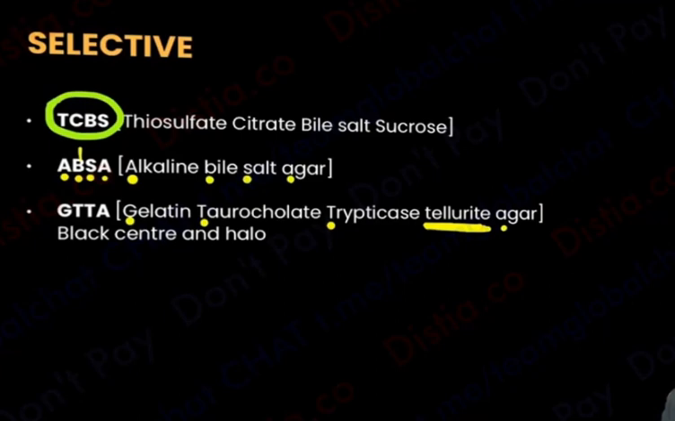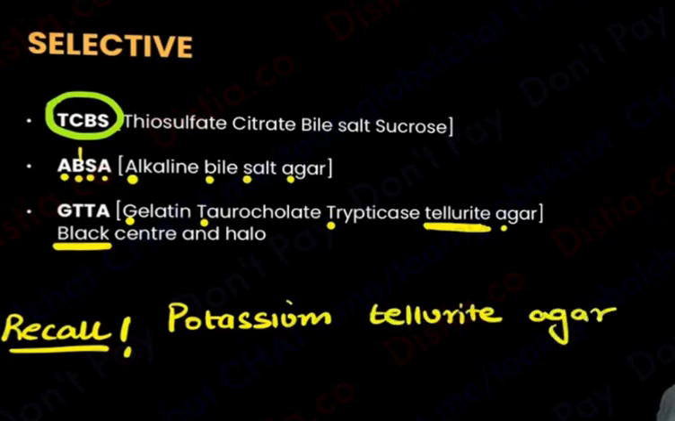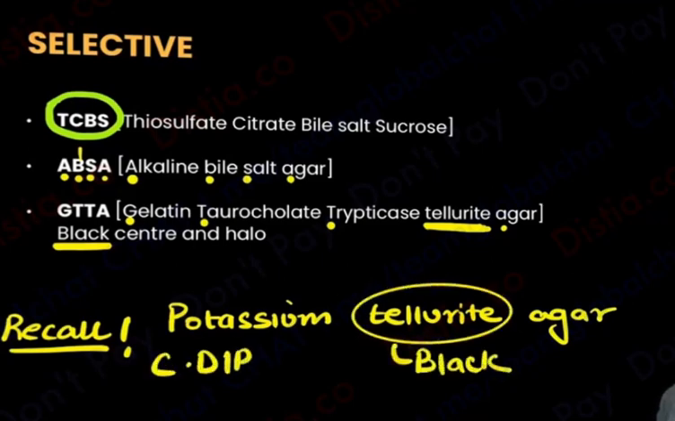Wherever the word tellurite will come, you will always get a black color. Recall with me, where have you studied something called potassium tellurite agar? Come on guys, there also I told you that when you see tellurium, you will see a black color. So potassium tellurite, black color, Corynebacterium diphtheriae. I hope all of you could revise it.